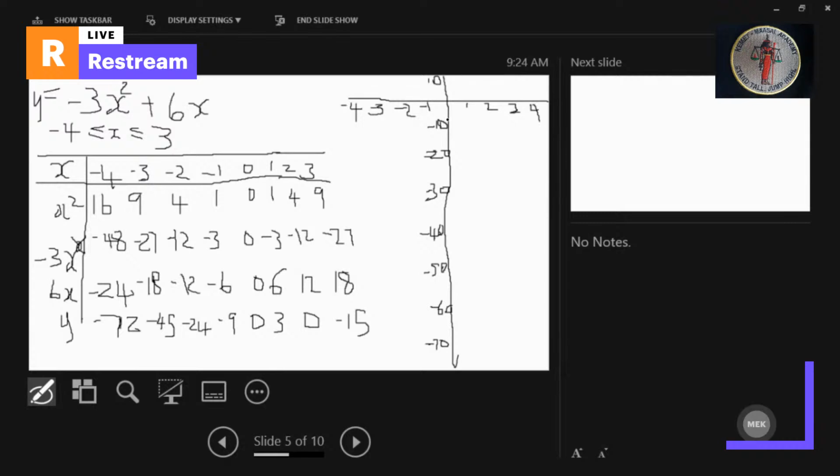All right, so let's plot. We're not going to write out our coordinate pairs now because we have limited space. So let's just read them off. It's negative 4 to negative 72, right? So negative 4 down to negative 72, that's about there. And negative 3 to negative 45. So negative 3 on the x, down to halfway between the 40 and the 50.